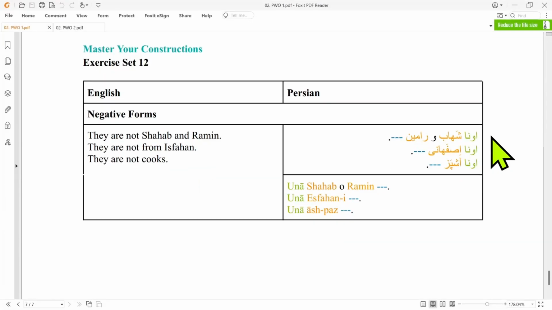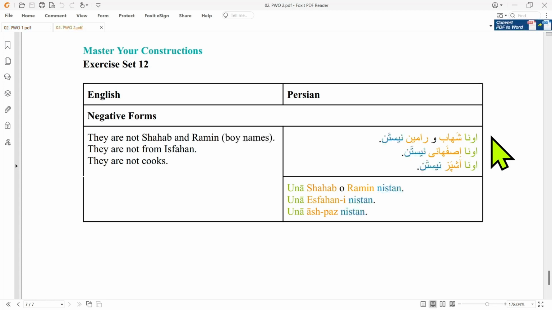And finally, let's say they are not Shahab and Ramin. They are not from Isfahan. They are not cooks. Una Shahab o Ramin nistan. Una Isfahani nistan. Una Ashpaz nistan.